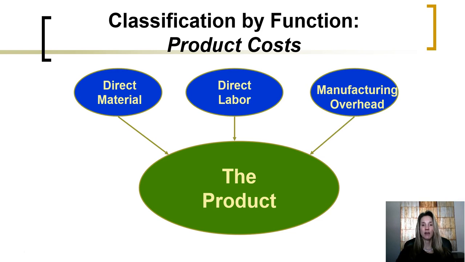Finally, we can classify costs by their function. Product costs. Product costs are costs incurred to produce a product. The direct materials, the direct labor, and what we call manufacturing overhead, or the indirect cost of producing a product.